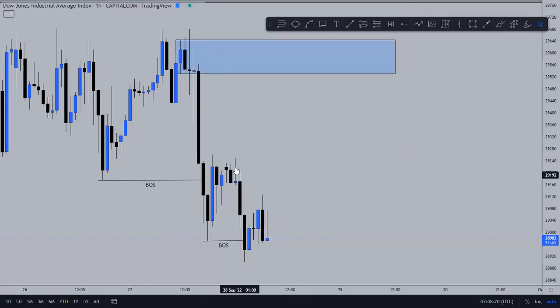Here, what broke this structure? We're looking also at this area here. So either one of those areas, the market has to come back and tap. So here, I'm looking forward to a tap here. We can take sells there if it respects this one. If it doesn't respect this one, we can take sells there.